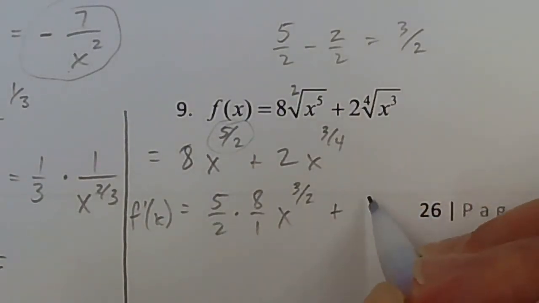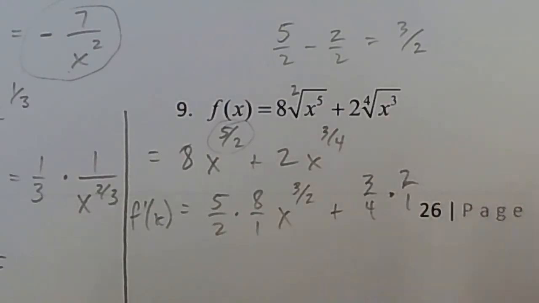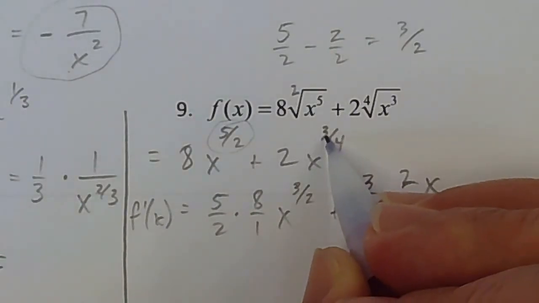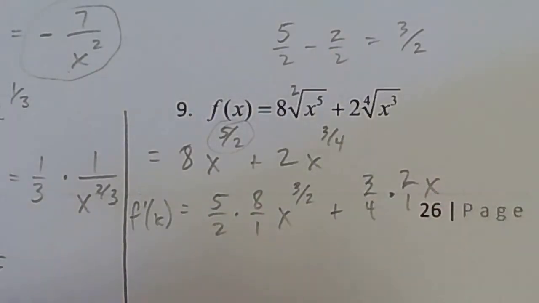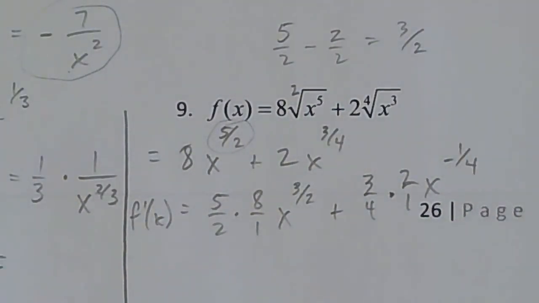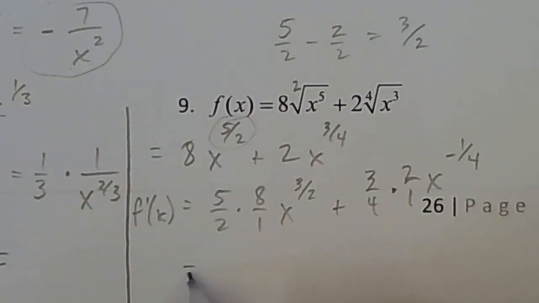Plus, I have 3/4 times 2. And then I've got to take 3/4 and subtract 1 from that. So if I subtract 1 from that, we're down below 0. On the number line, we're going to have -1/4 for that. Okay, so here's going to be the final answer. Let's see, this is 40 divided by 2, so that's 20. Convert this to a radical. So this is going to be square root of x cubed.